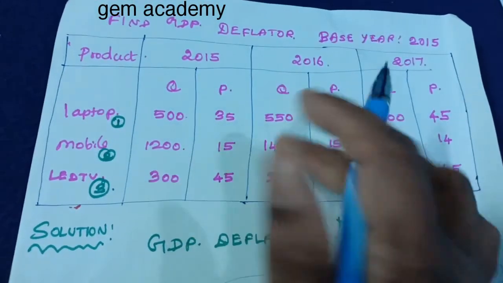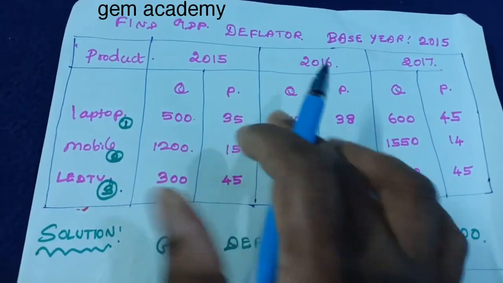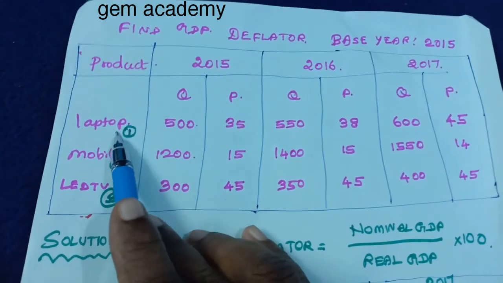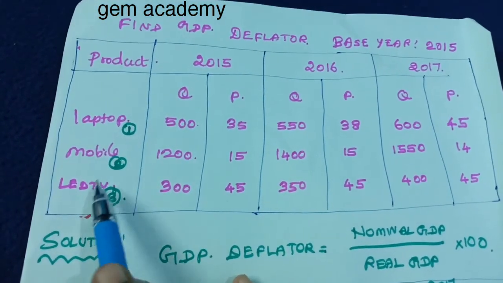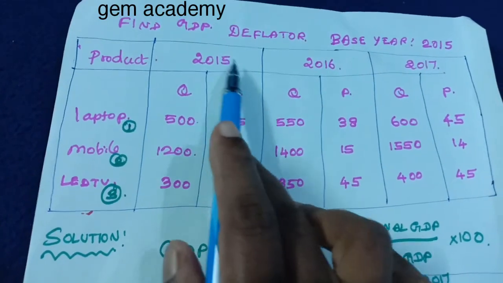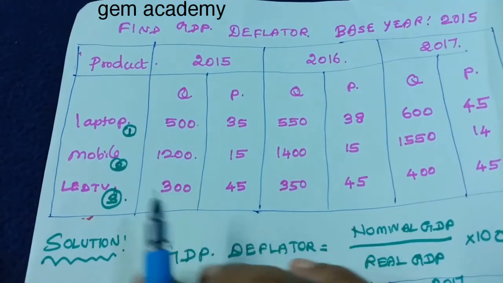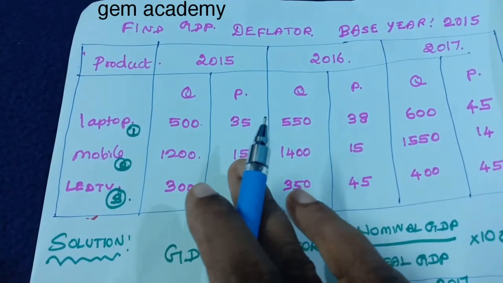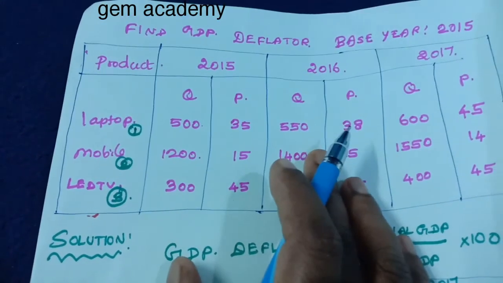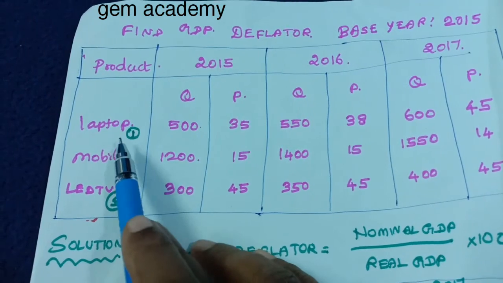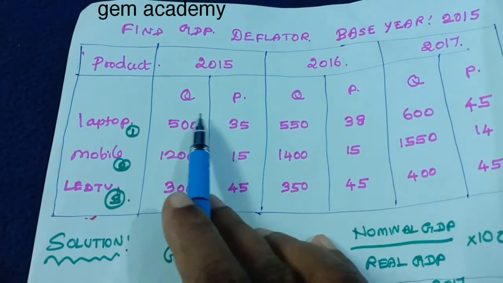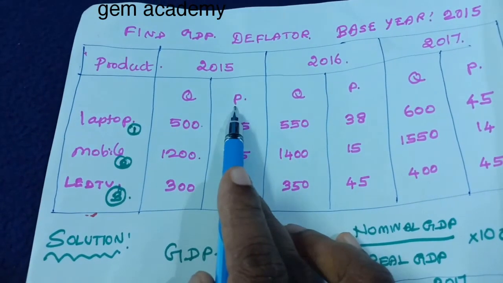So here the problem is given, in the pink ink. Laptop, mobile, LED TV. But actually, to find the GDP deflator, all the products manufactured in the country are taken into consideration. But for our problem, they have given only three: laptop, mobile and LED TV. Q is for quantity and P for price.